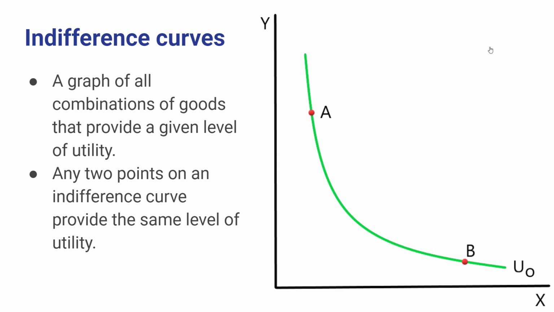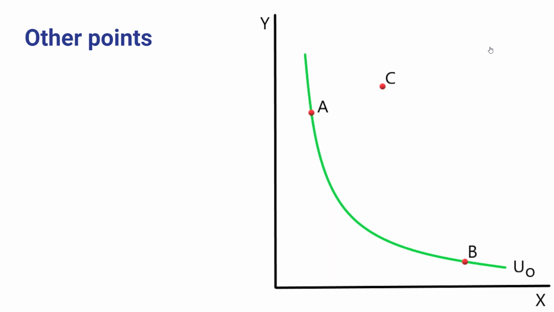At point A, you're receiving a large amount of Y and a small amount of X. At point B, you're receiving a large amount of X, but a relatively low level of Y. Both points, though, would make this individual just as happy. We can use indifference curves to represent the trade-off between any two goods, holding everything else constant. When we drew that indifference curve, we were finding all the points that would make a person equally happy.